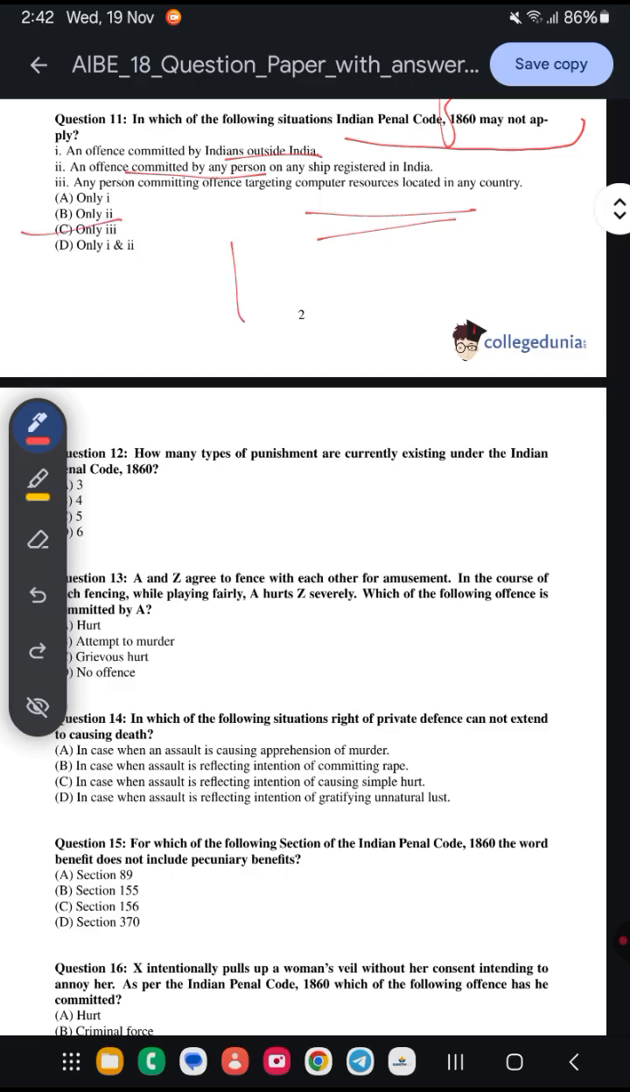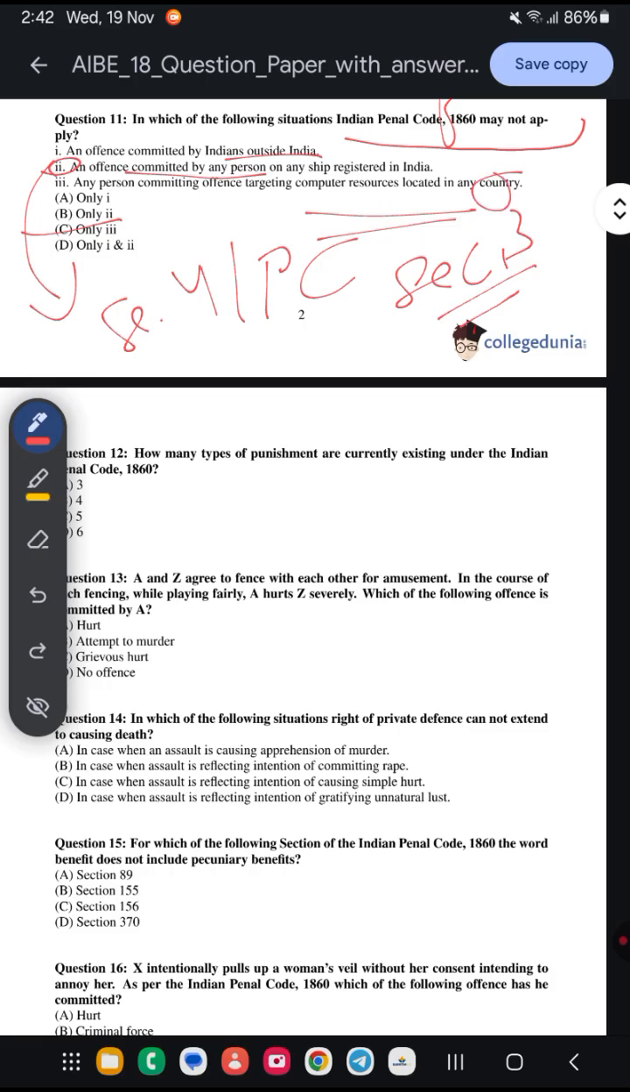The IPC 1860 has extraterritorial application in certain cases of crime by Indian citizens outside India. This can be seen in section number 3, and the second option, that particular provision is in section number 4. However, if an offense is digital, like targeting computer resources, it will not fall under this IPC. It will be in the IT Act.